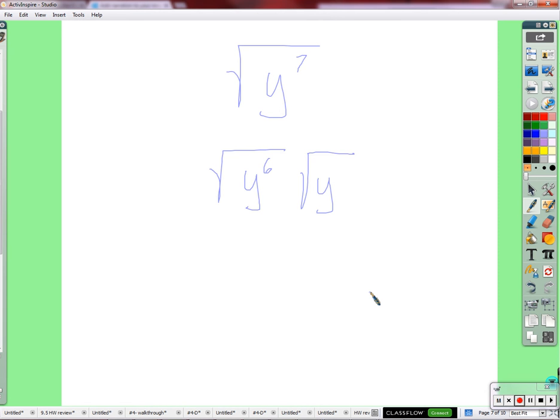So what would the square root of y to the sixth be? Josie? Y to the third. Why is that? Because you have y times y times y, and if you multiply that by itself again, you get y to the sixth. So this is y to the third, and this is y to the third. When you multiply y to the third by another y to the third, you get 1, 2, 3, 4, 5, 6 y's multiplied together for y to the sixth. So y to the third squared is y to the sixth.